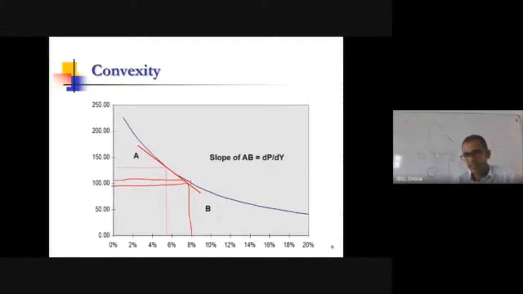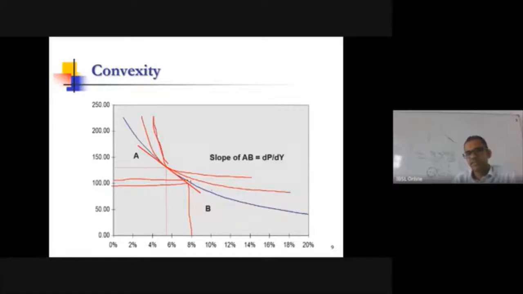That difference depends on the curvature of this curve. There may be another curve going through the same point, but it may be like this, where the curvature is higher than this blue line. There may be another one, something like this, with more curve.